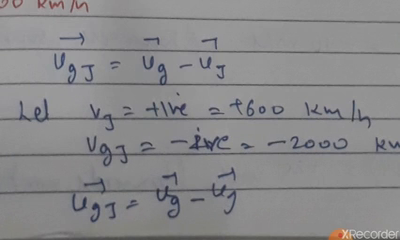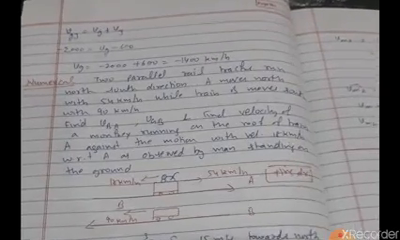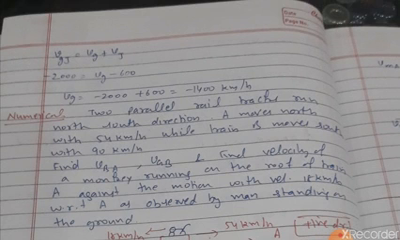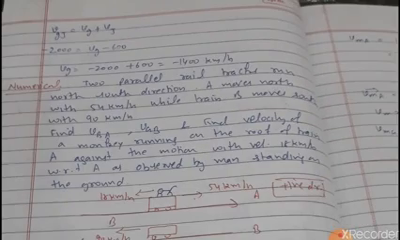Now we will apply the formula. Velocity of gas with respect to jet is equal to velocity of gas minus velocity of jet. So what we have to find out? Vg. We'll put all these values. Velocity of gas with respect to jet is minus 2000 is equal to velocity of gas minus velocity of jet, which is 600. So velocity of gases is found to be minus 1400 km per hour. One more numerical over this concept.